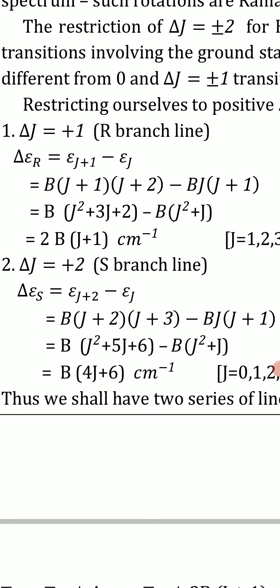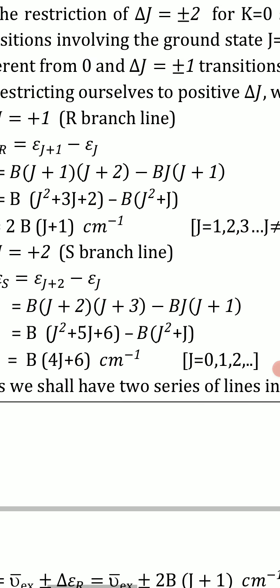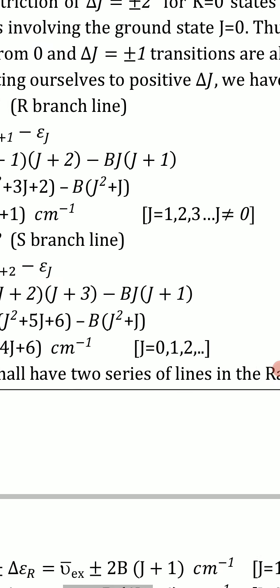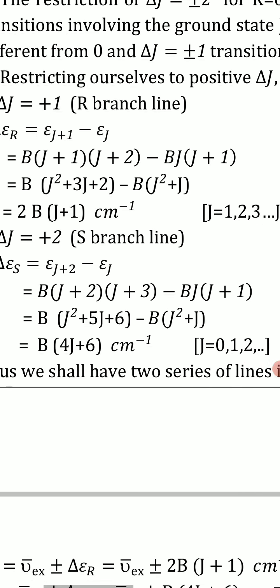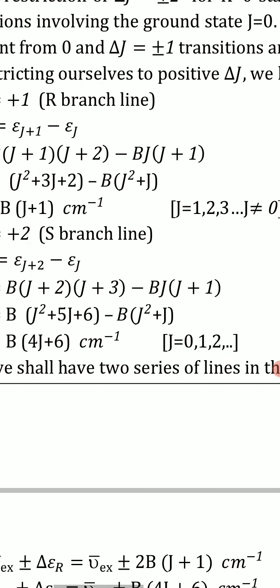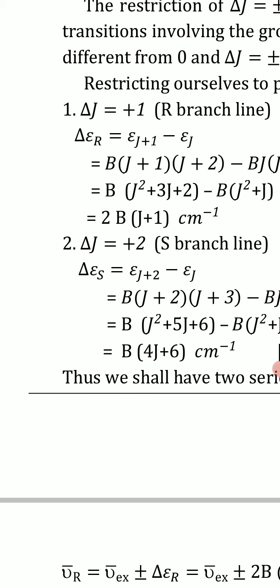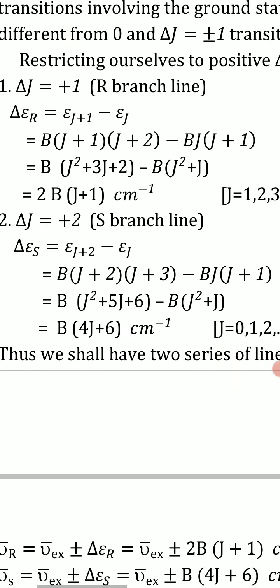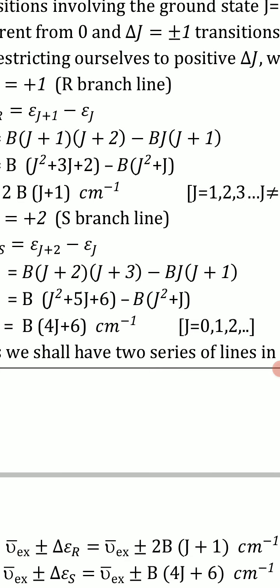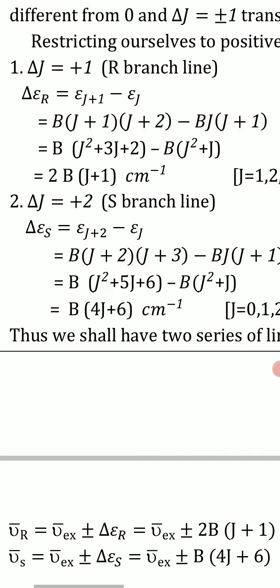The unit is centimeter inverse, in units of wave number, and here J is 1, 2, 3, and J is not equal to 0, because for J equal to 0, delta J equal to plus 1 transition is not allowed. So for delta J equal to plus 1, the R branch lines, the values of J are 1, 2, 3, 4, and it is not 0.